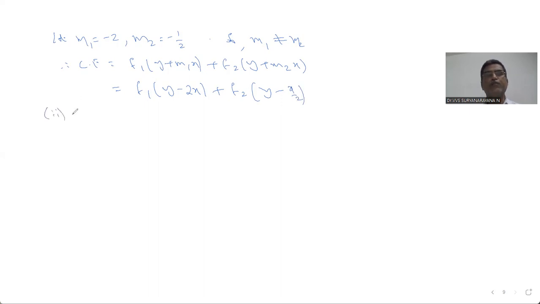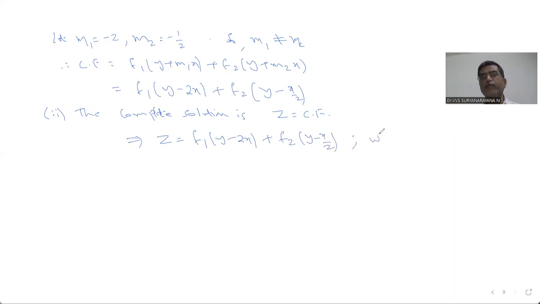And step number 2 is we have to write the complete solution, the CS. So the complete solution is given by the dependent variable z equal to CF. So z equal to CF means this f1 of y minus 2x plus f2 of y minus x by 2, where f1 and f2 are arbitrary functions. We have to mention clearly what is f1, what is f2. f1, f2 are two arbitrary functions. They can be any functions. So they are called arbitrary functions.